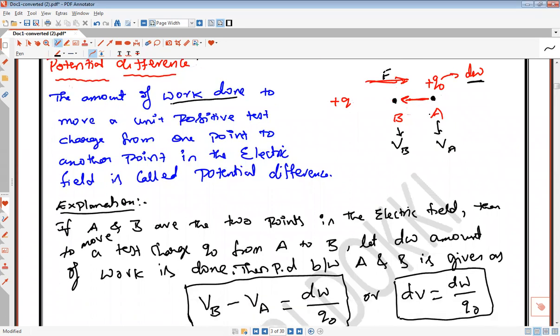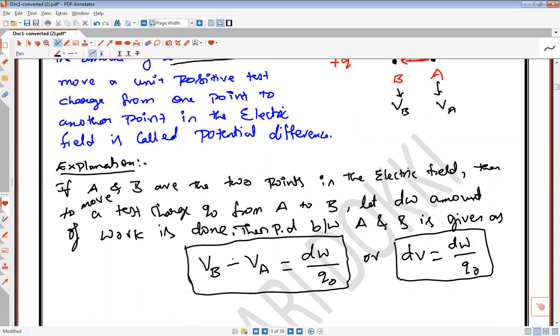If A and B are the two points in the electric field, then to move a charge Q naught from A to B, we'll have to do some work. Let us suppose dW is the amount of work done to move this Q naught from A to B. Then what is the potential difference between A and B? The potential difference between A and B is known as VB minus VA. Always write potential at final position minus potential at initial position. VB minus VA is equal to dW divided by Q naught.